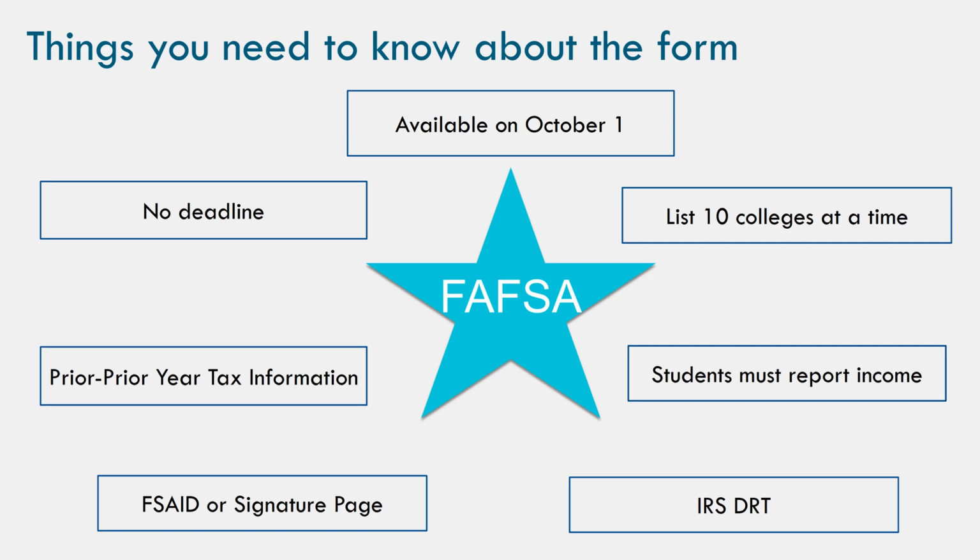Students have to report their income. It doesn't matter if they made $500 or if they made $15,000, whether they filed taxes or not. Your student's income needs to go onto the FAFSA.